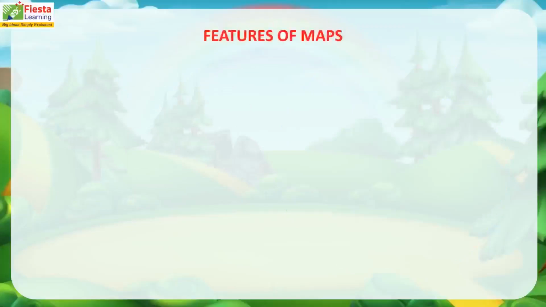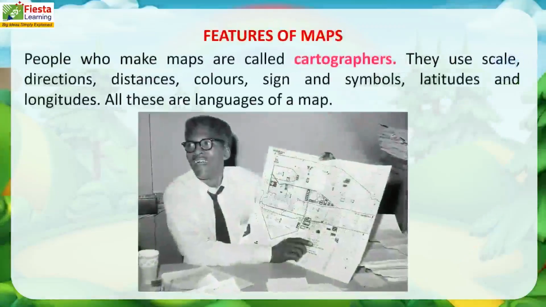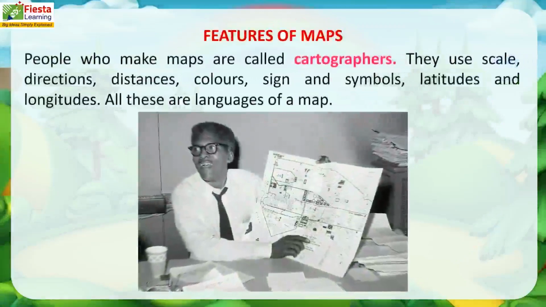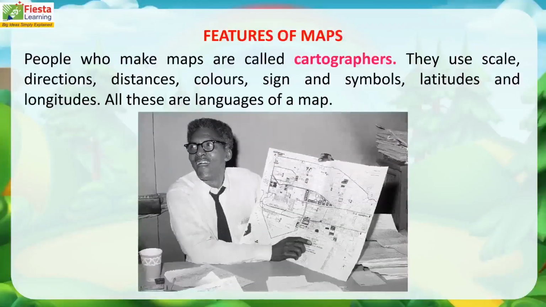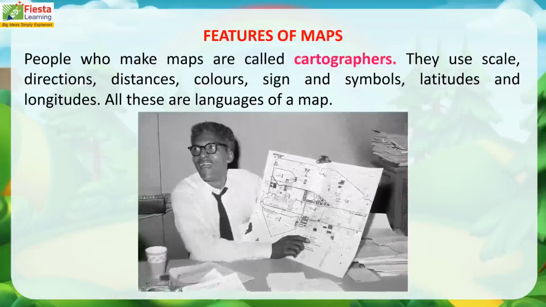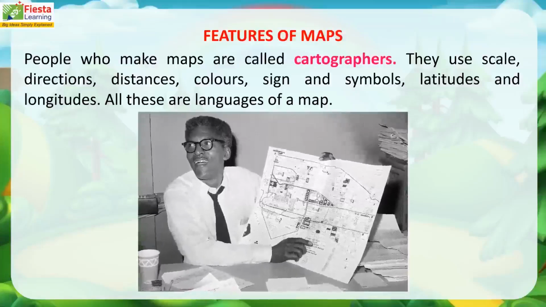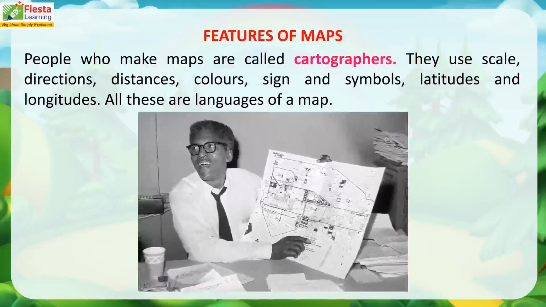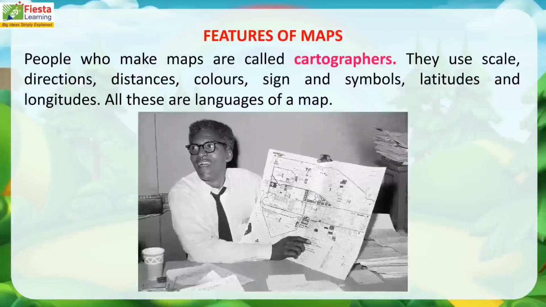Features of maps. People who make maps are called cartographers. They use scale, directions, distances, colors, signs and symbols, latitudes and longitudes. All these are the language of a map.